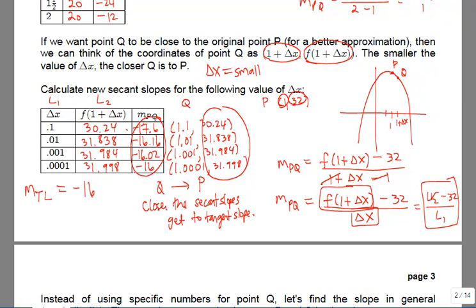Now, one comment before I move on here. If the whole calculator stuff with list 1 and list 2 confuses you, then feel free to do these by hand. I'm just trying to show you a way of using the technology to help calculate some of these fairly efficiently. But if it's too confusing, then just take your delta x's, add 1 to them, plug it into your formula for f of x to find these y's, and then just do your y2 minus y1 over x2 minus x1. And you can compute all of these by hand if you want to.